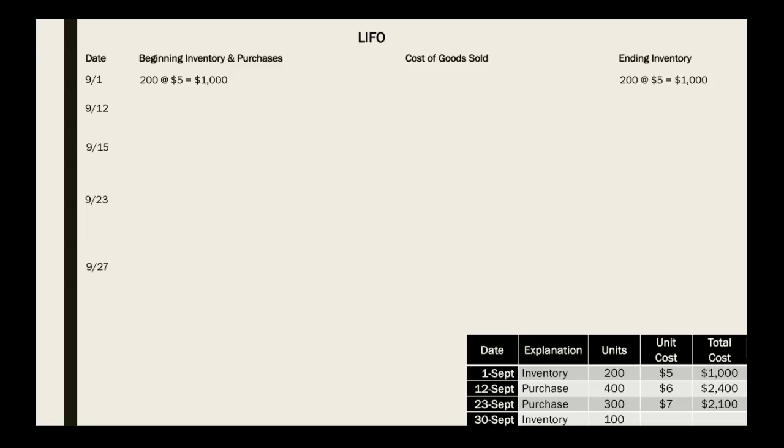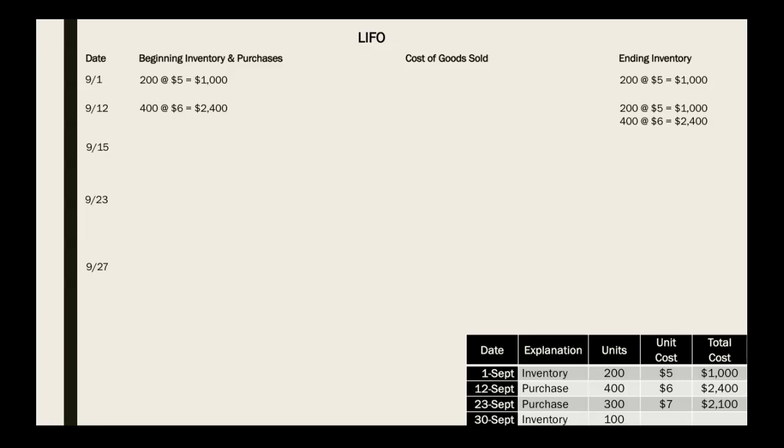The next day, on the 12th, we made a purchase of 400 at $6. So we write that over for our purchases column. And then over in ending inventory, we rewrite out the 200 units at $5. And then below that, we write the 400 units at $6. So far, everything looks exactly the same as it did for FIFO. That's going to be the case for FIFO and LIFO until there's a sale.